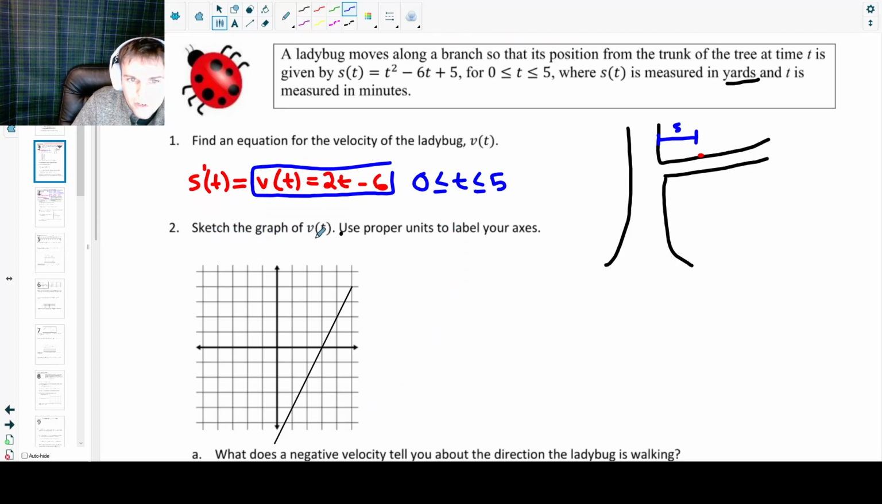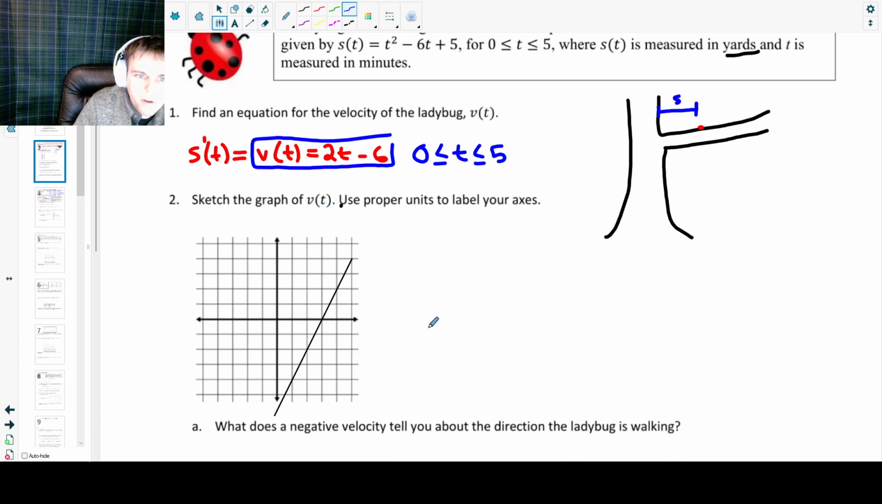Next, we're going to sketch a graph of v of t. Here you can see I've already done that, but I'll go ahead and talk about it. So our velocity function is a simple linear function, 2t minus 6. So negative 6 all the way down here is going to represent our y-intercept, and then the slope is 2. So we're going up 2 units over 1, up 2 units over 1, and so forth. And that creates this nice linear graph, which is our velocity.